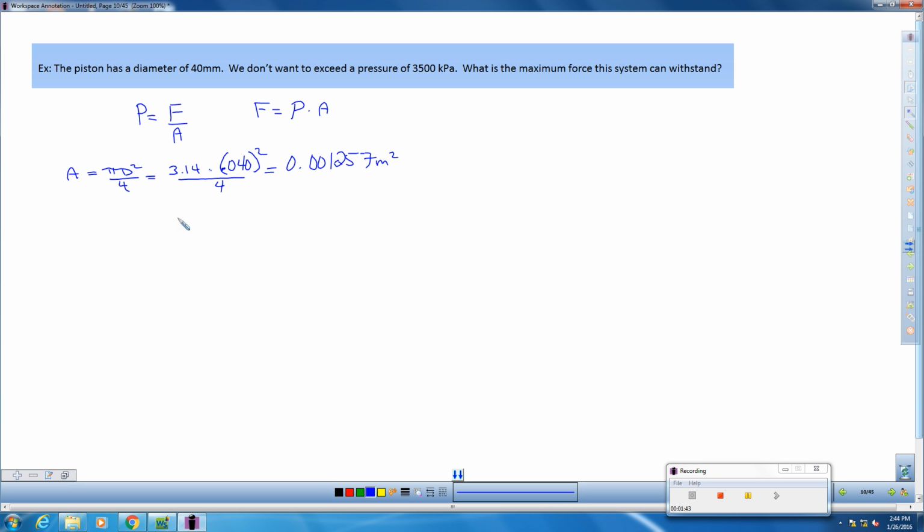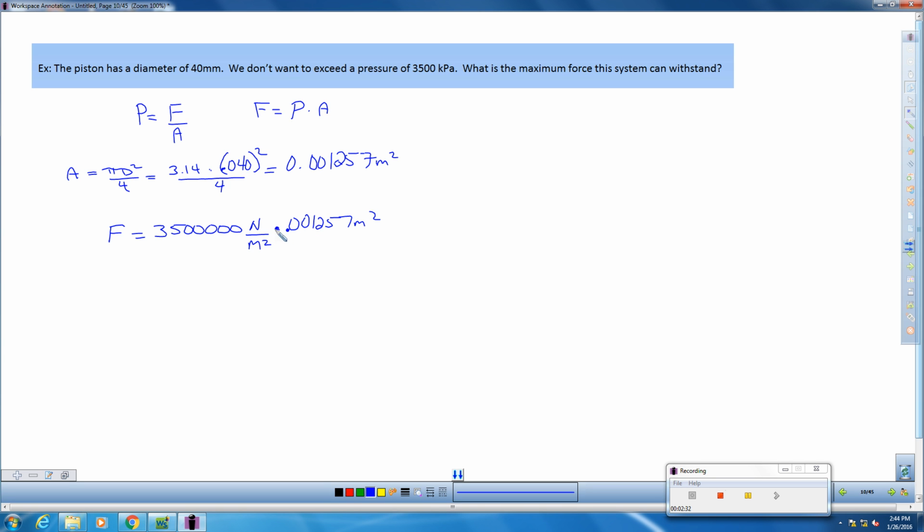Next, we have the pressure, and now we have the area, so we're good. So force equals, and we're just plugging in here, so pressure right here is 3,500 kPa, but remember k is another 3 zeros. That's our k, but since we need to be in pascals to do this calculation, we add the 3 zeros, and keeping with our units, this is newtons per meter squared, times our area, which is 0.001257 meters squared.